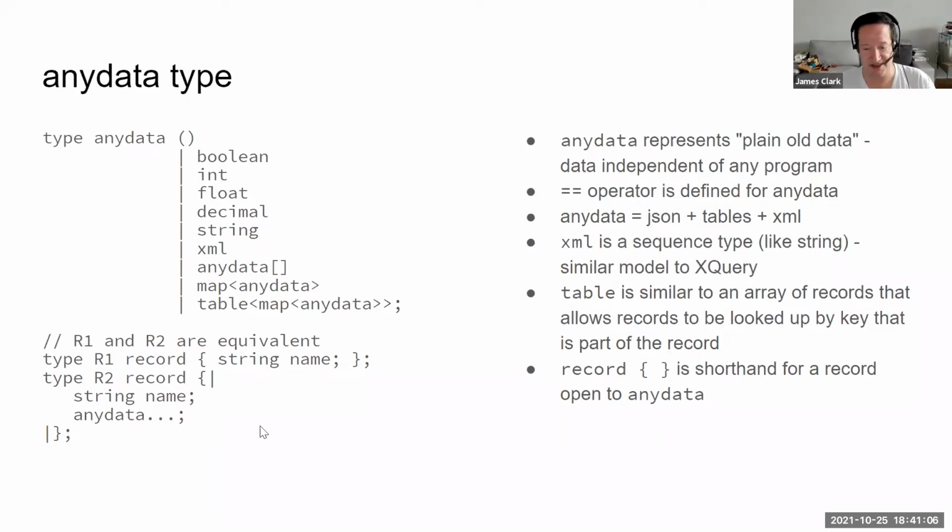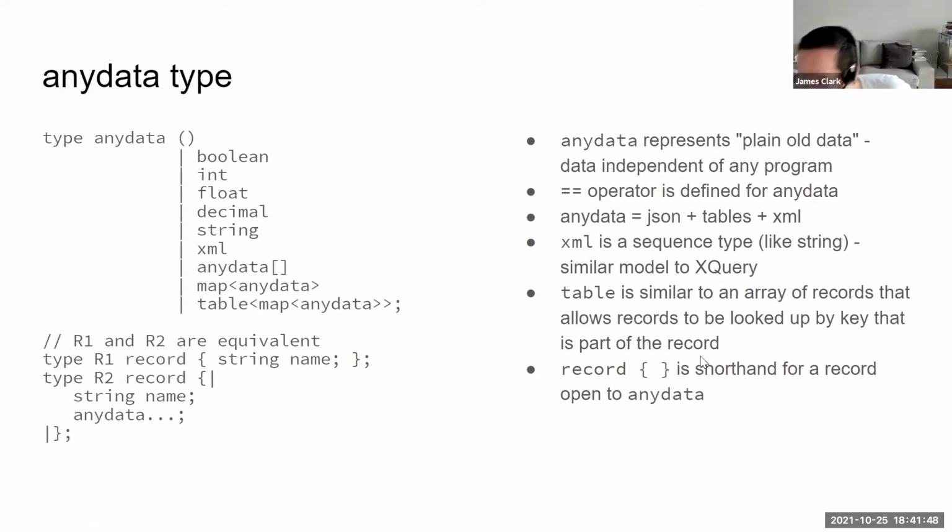And any data is basically JSON plus tables plus XML. So it's basically the same definition, except we're recursively referring to any data here, and we're adding XML and adding table. I'm not going to go into too many details about XML, but it's basically a sequence type. So just as a string is a sequence of characters, XML is a sequence of elements or processing instructions or comments or text. It's a similar model to XQuery. Table is similar to an array of records, but it has the functionality of being able to look up things by key. And I'll come back to records in a bit.